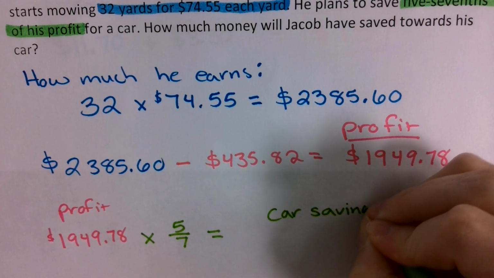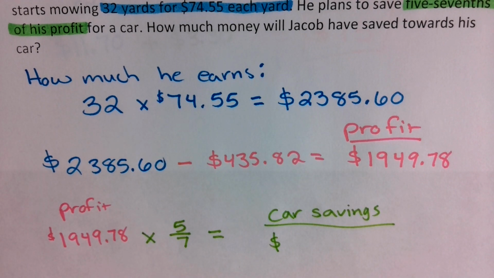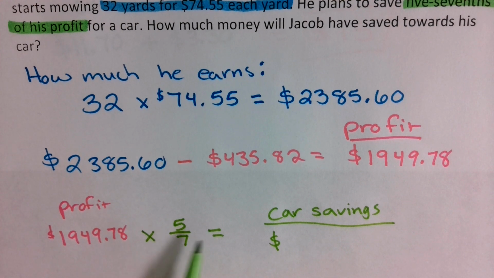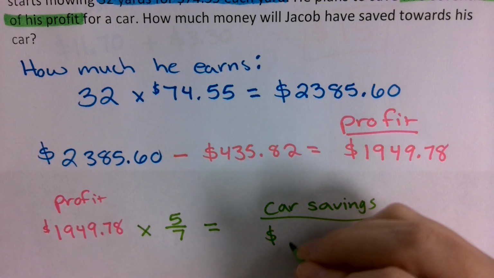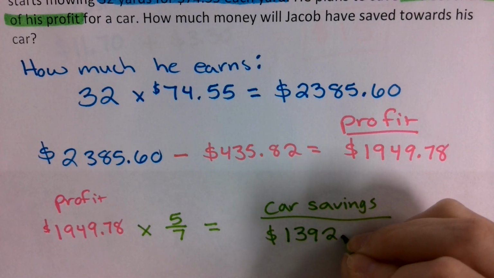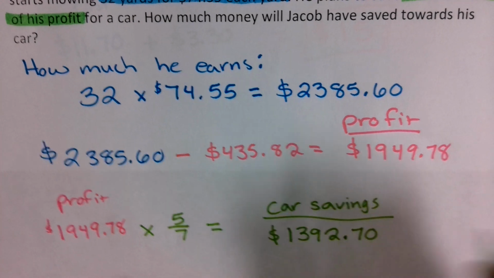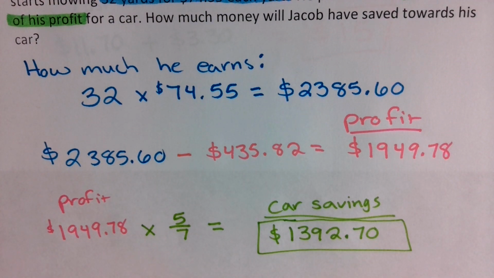How much is going towards his car, Ashir? Not quite. If you take $1,949.78 and multiply it by 5/7, what is it going to come out to, Angel? Good. $1,392. Is that what you said? Oh, I thought you said 4,000. Okay. All right. $1,392.70. That's his car savings. That's your answer. That's going to be your answer there. Okay?